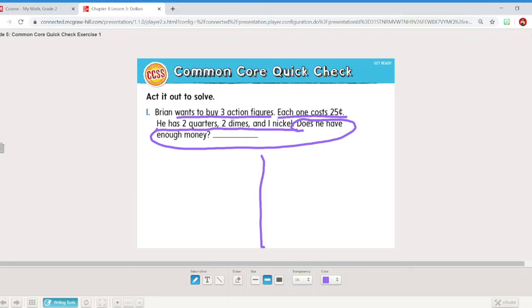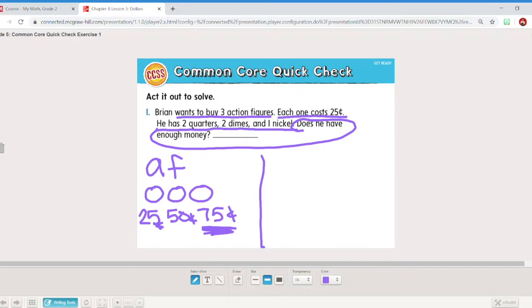So I'm going to split my board in half, and I'm going to start with figuring out how much the action figures cost. I might write AF for action figures. I'm going to draw 3 circles to represent them. This is math class, not art class, so it's okay to have just a simple representation. And I'm going to add on. If each of them is 25 cents, we'll count by 25s. 25, 50, 75. He needs 75 cents.